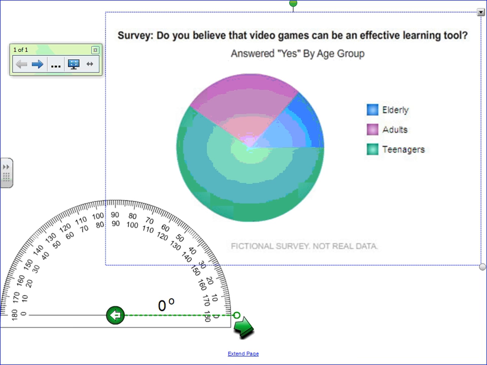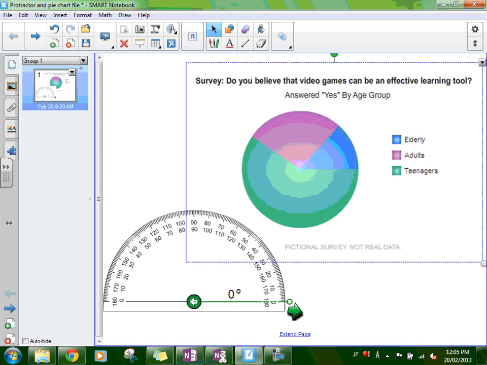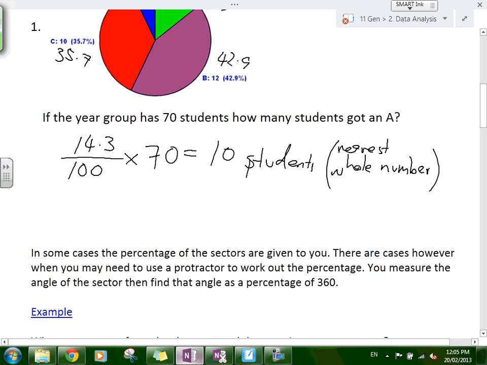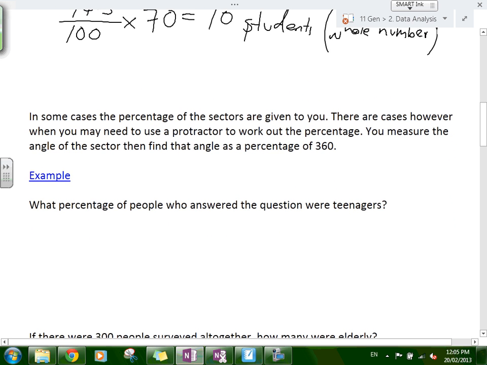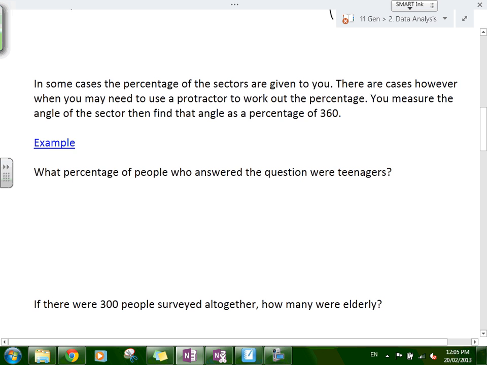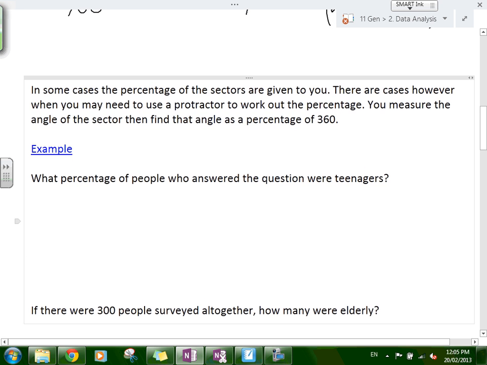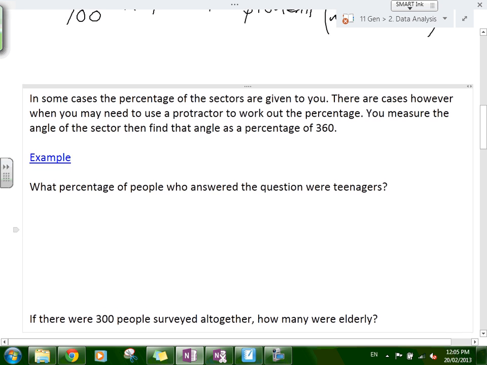So if I go back to the question, we need to answer these two questions. What percentage of people who answered the question were teenagers? Let's just write that question now. And then the second one, if there were 300 people surveyed altogether, how many were elderly? Alright, so we want to find the percentage of teenagers. This is the way we have to do it.